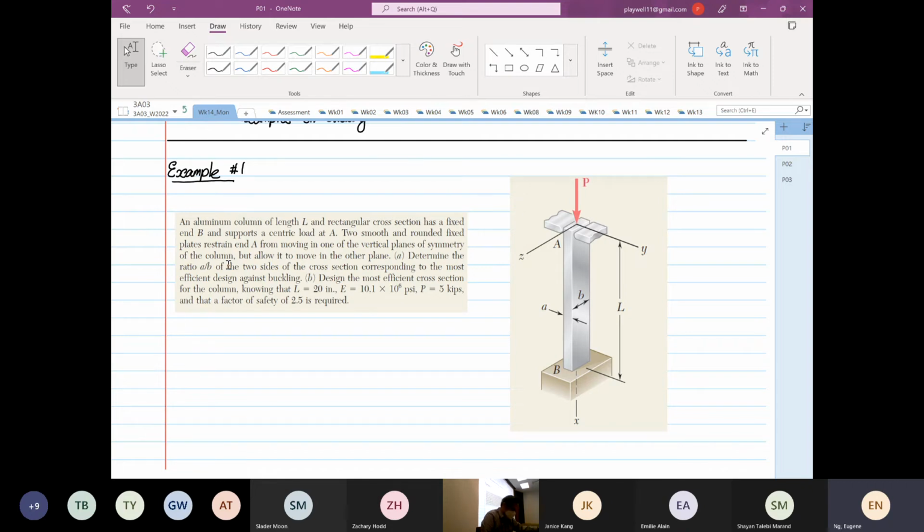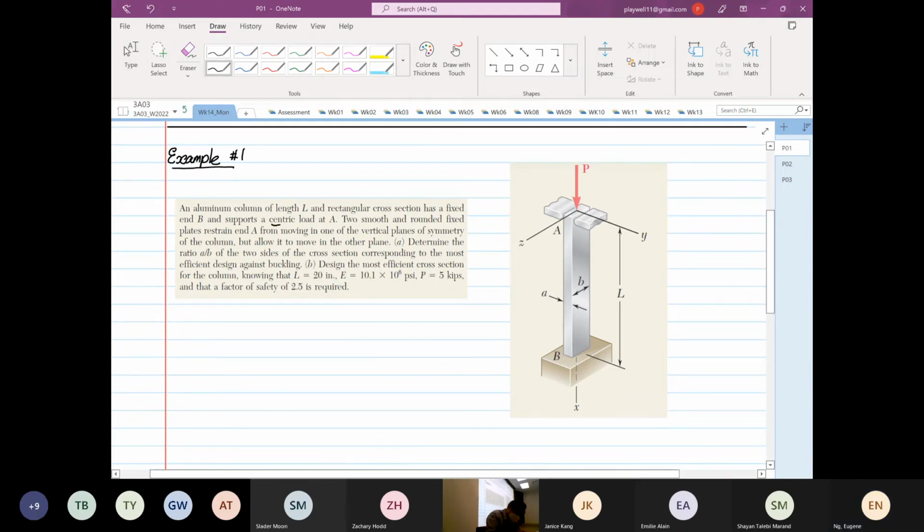Okay. So let's look at this example, a very interesting learning example. A column of length L and a rectangular cross section has a fixed end B. So point B is fixed, and supports a centric load at point A. The word to take note of is supporting a centric load. For this course, I only teach you centric loading. I did not teach you eccentric.